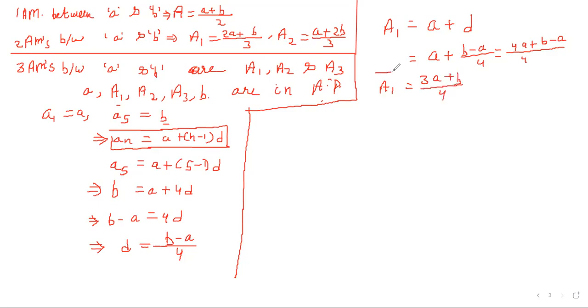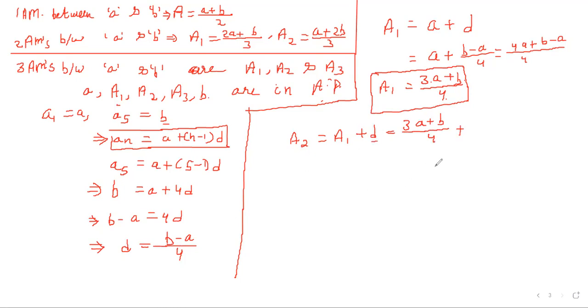It is also the same as the previous. The sum of coefficients 3 plus 1 is 4. So (3A plus B) upon 4. To find A2, we have to add common difference to the second term A1. A1 is the second term of this AP and the first arithmetic mean between A and B. A1 plus D. Now A1 is (3A plus B) upon 4.